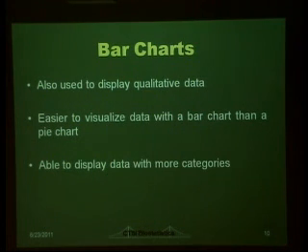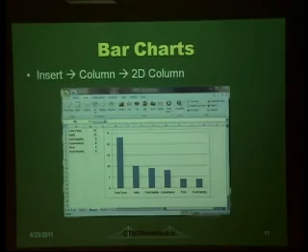Okay, the second option, if you have qualitative data, if you're just looking at categories, no numbers, is the bar chart. It's very much easier to visualize data with a bar chart than a pie chart. Generally, if you come to us for an analysis, you're going to see a bar chart a lot more often than you would a pie chart. I don't think we really do much pie charts in our department. Now, the advantage of the bar chart is that you're able to display data with a lot more categories.